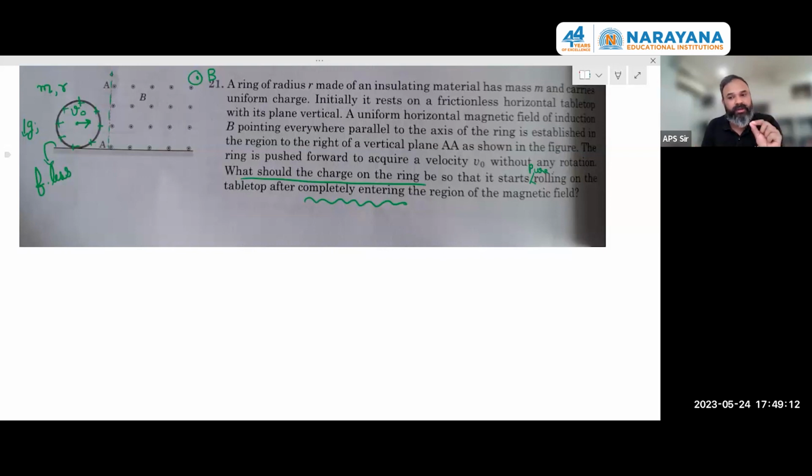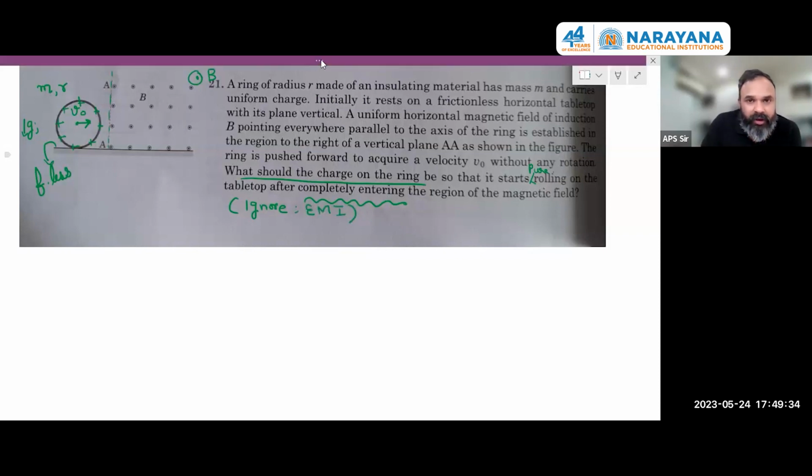So you only have to consider the magnetic forces acting on the charged particles, these differential dQs, which are entering inside the magnetic field. Right? So it is given that we ignore the electromagnetic induction because of the flux which is changing across the ring.